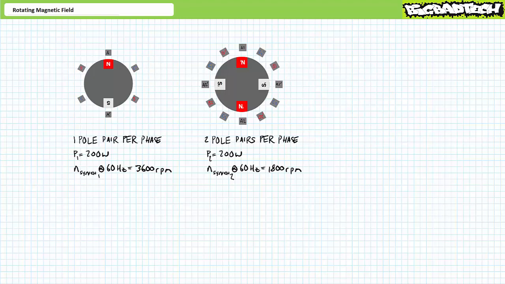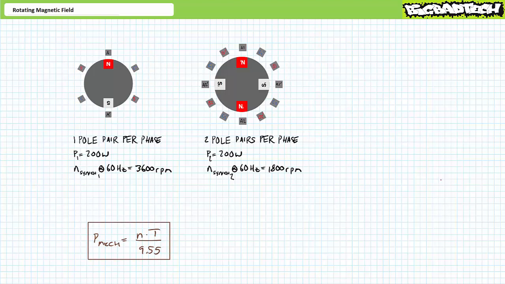Operated at 60 Hz, the single pole pair per phase stator would have a synchronous speed of 3600 RPM, whereas the 2-pole pair per phase stator would have a synchronous speed of 1800 RPM. The motor with a smaller number of pole pairs rotates faster because it's got fewer stops to make. The motor with a greater number of pole pairs per phase rotates slower because it's got more stops to make. Additionally, as this diagram is intended to illustrate, the 2-pole pair per phase stator is slightly physically larger than the single-pole pair per phase stator, simply because it needs more room to accommodate a larger number of poles.